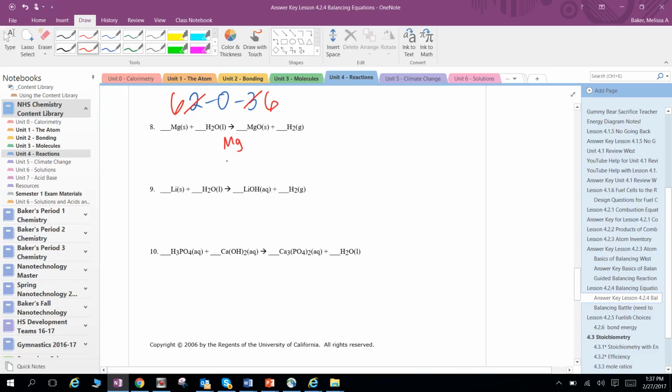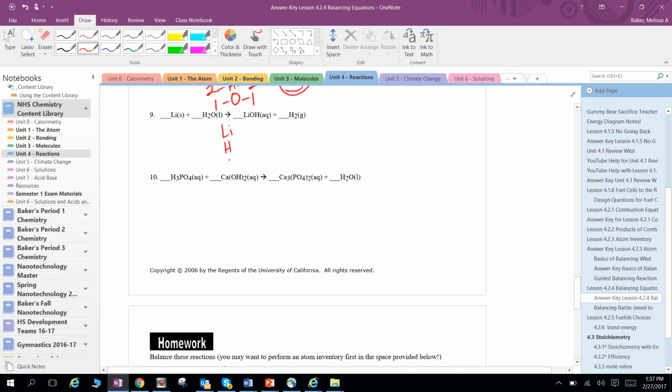Number 8, I've got magnesium, hydrogen, and oxygen. 1 magnesium on each side, 2 hydrogen on each side, 1 oxygen on each side. Could it be true? It's actually already balanced, so we don't need to add anything. Happy day. If it makes you feel more satisfied, you can add 1s.